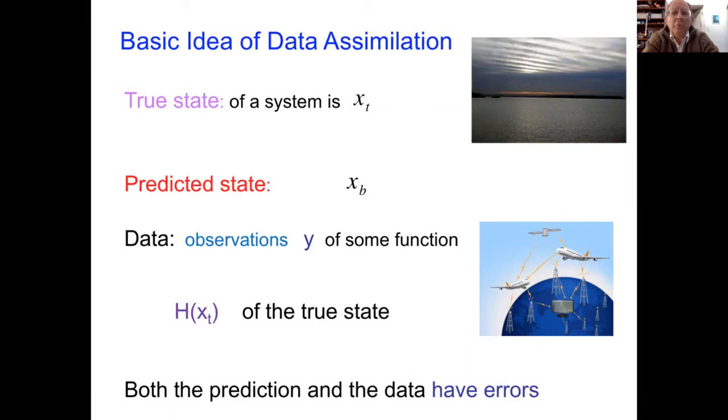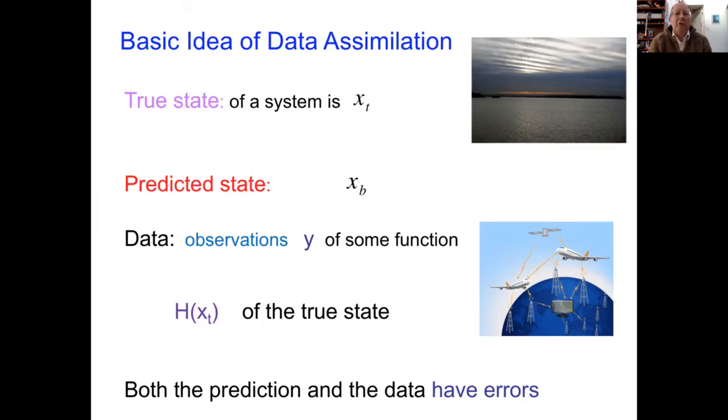We then have some estimate of that system, some predicted state XB, and very often that predicted state will come from some previous calculation, and encoded within that predicted state are the laws of physics that we know are governing the underlying true state. So we want anything that we produce from our inverse problem to obey the laws of physics, and the predicted state is there to make sure that we do.